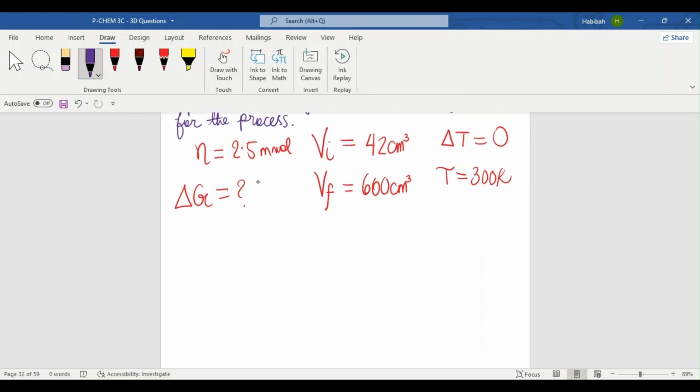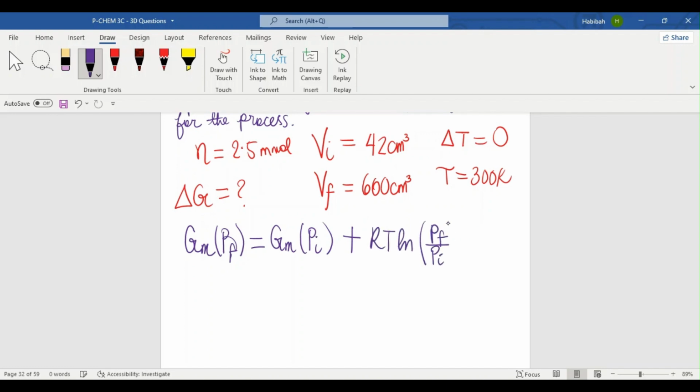The next thing to know is that for a question that involves isothermal Gibbs energy, we have this general formula: GM of the final pressure equals GM, the molar Gibbs energy, of the initial pressure, plus RT ln P final divided by P initial.